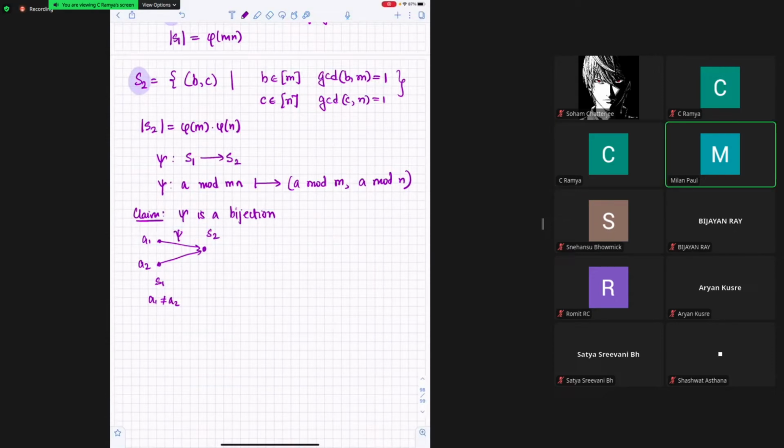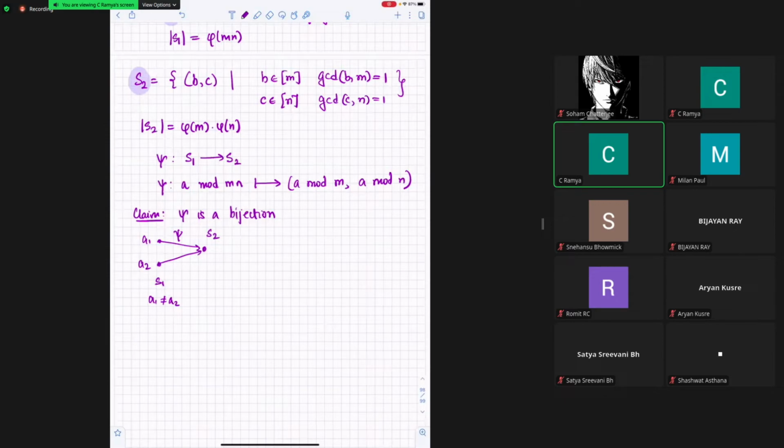M divides A1 minus A2. Okay, so what will happen? That's the case. Then A1 minus A2 can be written as some k times MN. And because M and N are relatively prime, you can say that A1 should be equal to A2.